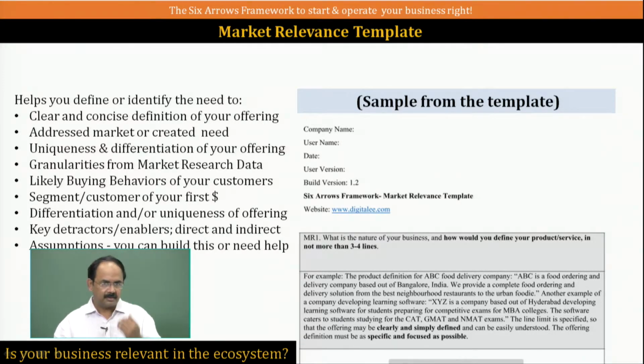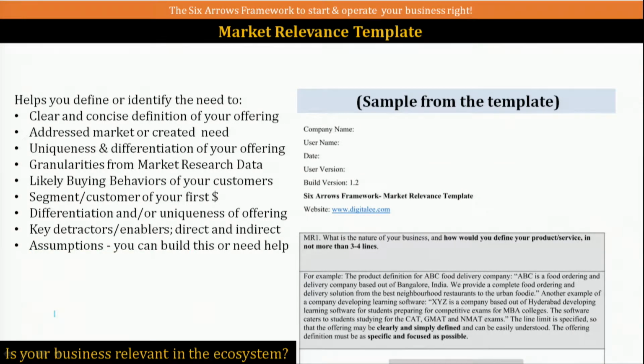When you actually sit down and look at the market relevance template, there is a general direction that you get about market growth. You convert that general direction into specific customer segments and offerings. Now you are very conscious, or rather very intelligent, to build for those, as opposed to getting guided by general market directions. So the granularity gets built.